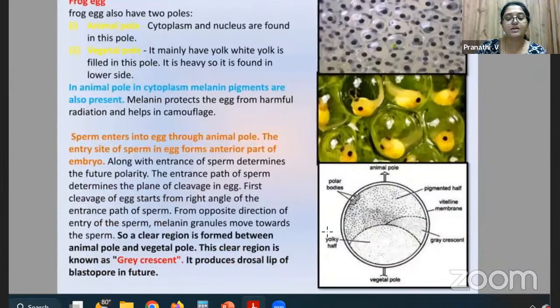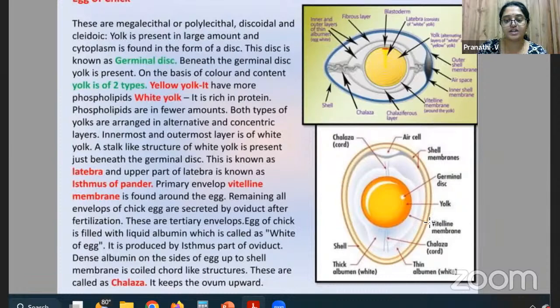And when it comes to the fertilization, you get to see, like I told you, this is the basic chick egg that you can see.